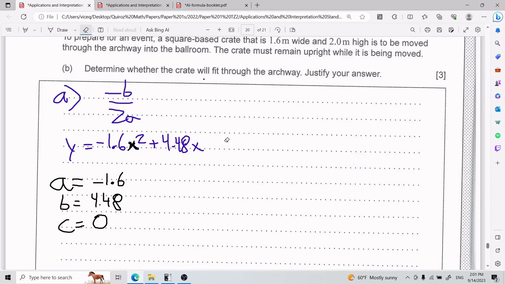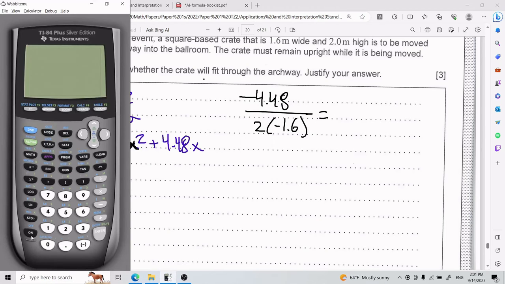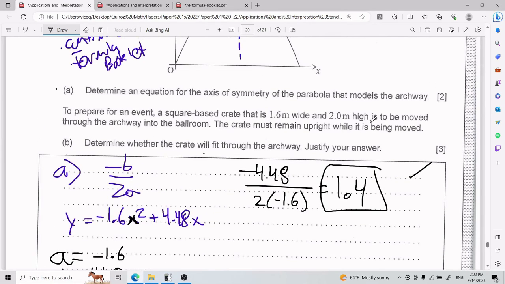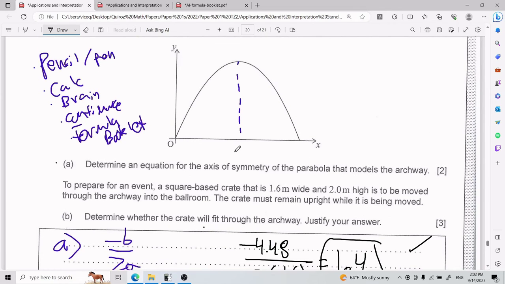If I plug in negative b over 2a, I would be plugging in negative 4.48 divided by 2 times negative 1.6. How much is that? Let's see our calculator. If you ever need to plug in a fraction, I suggest using alpha y equals. Alpha y equals brings up this menu. Press the first one, and you now have a fraction, which is much easier to plug in. You don't mess up the double negatives. Boom, 1.4. So for part A, it's 1.4, an x value of 1.4.